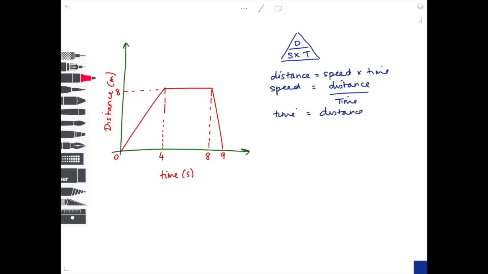So if they ask you for the equation, sure, use your formula triangles to actually work out what the equation is, but you must write out the full equation to get the mark. Formula triangles do not count.